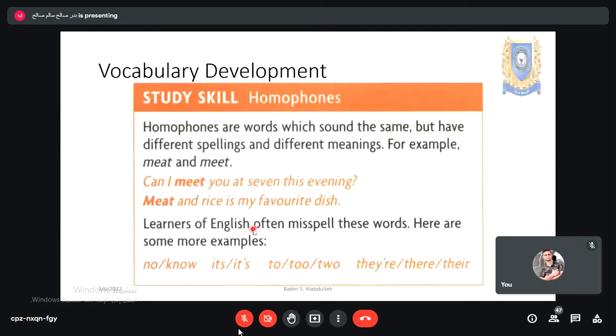Now, if you don't have any questions on the writing part, we are going to move to the vocabulary development part.